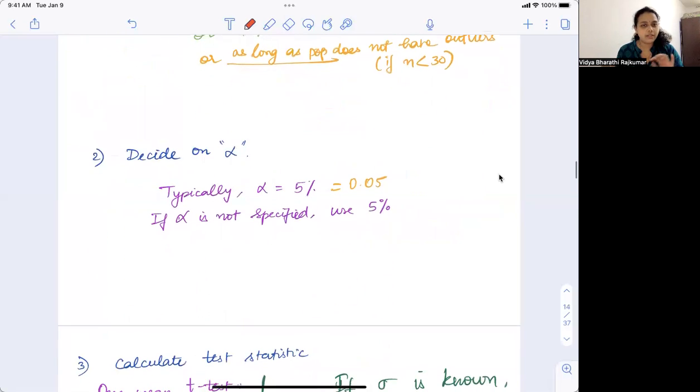Second, we decide on the level of alpha. Alpha is usually 5%, so we take it to be 0.05. If alpha is not specified, go ahead and just use the 5% measure and define alpha.